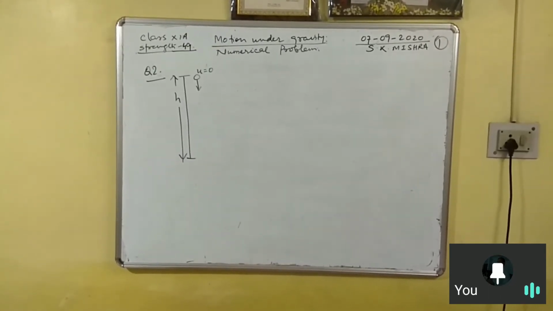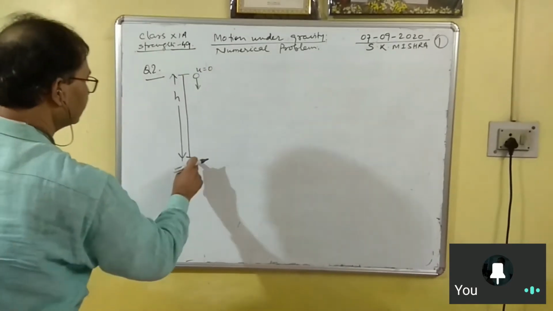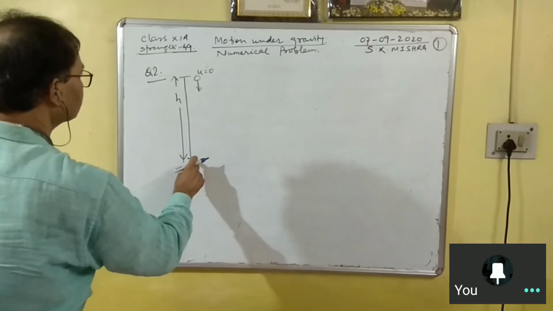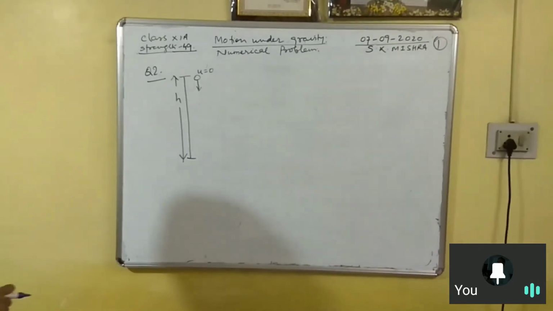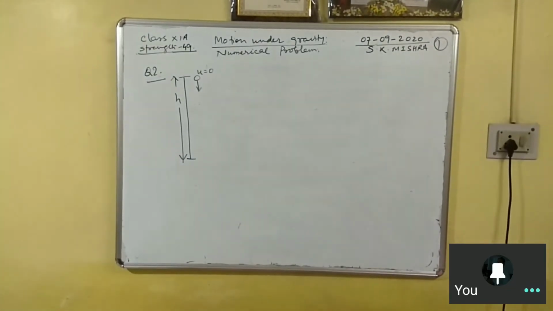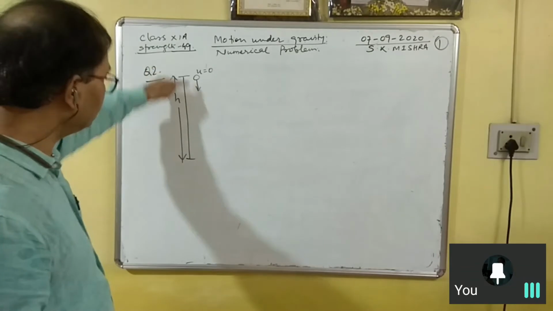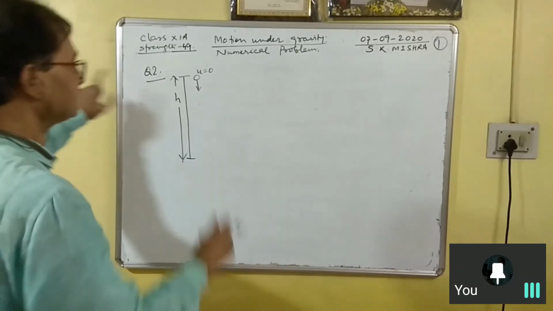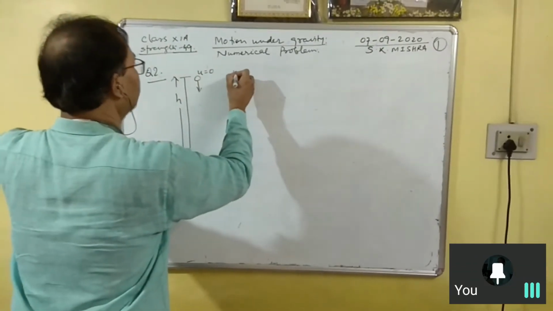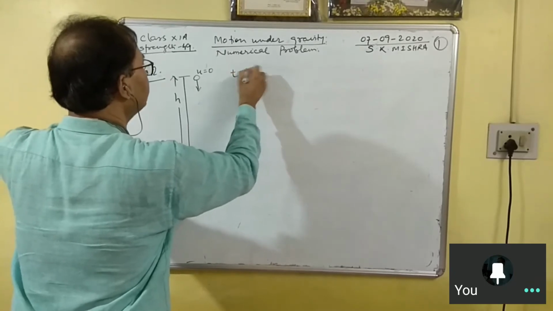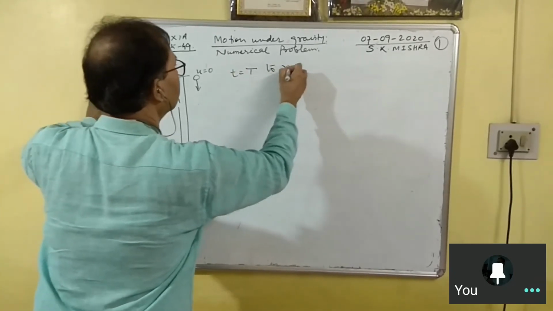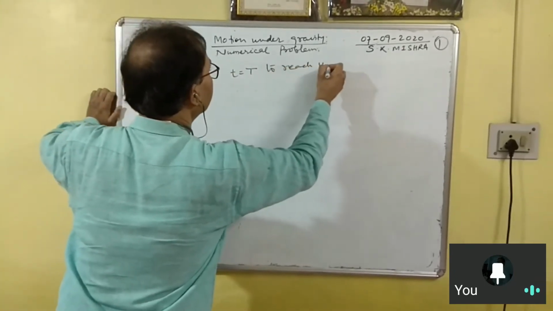It takes t seconds to reach the ground. If it takes t seconds to reach the ground, then you have to find the height covered. I mean, what is the position of the ball in t by 3 seconds. So if t be the time taken by the ball to reach the ground, total time is t, to reach the ground.